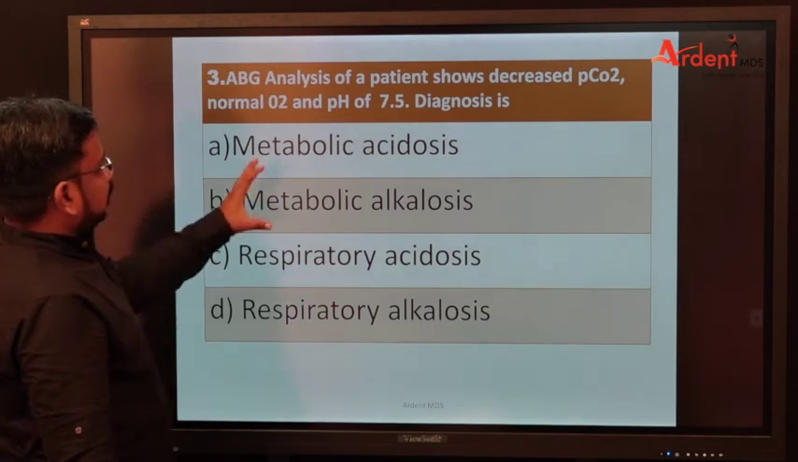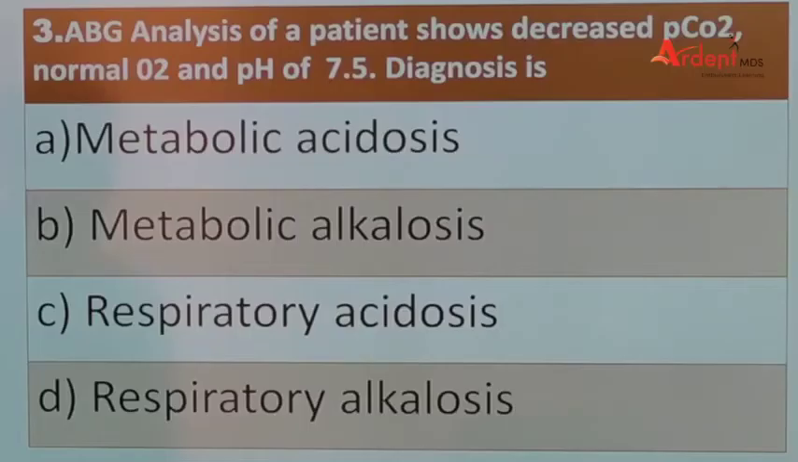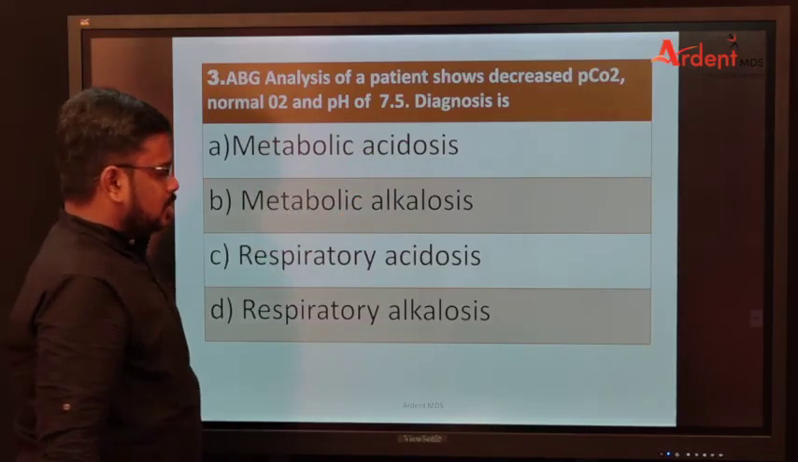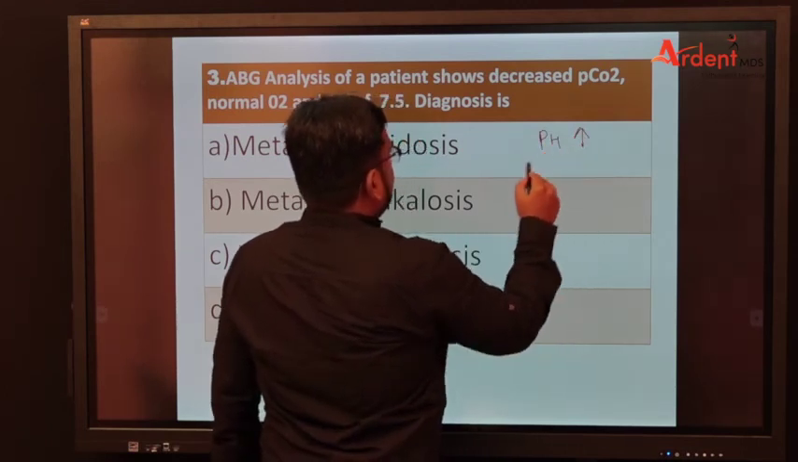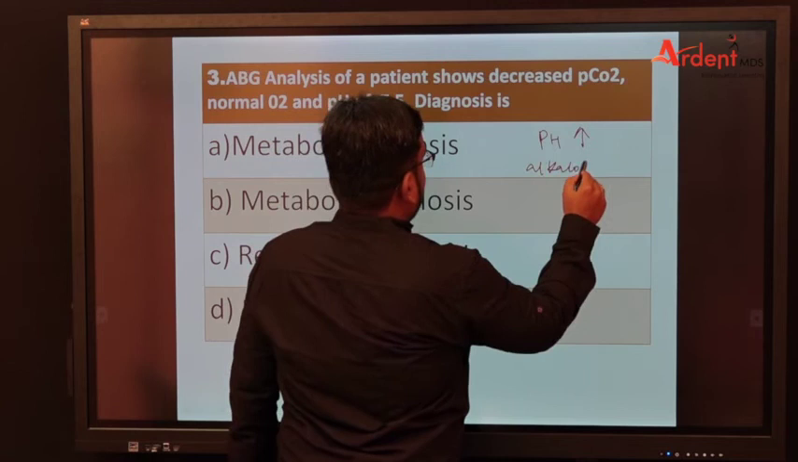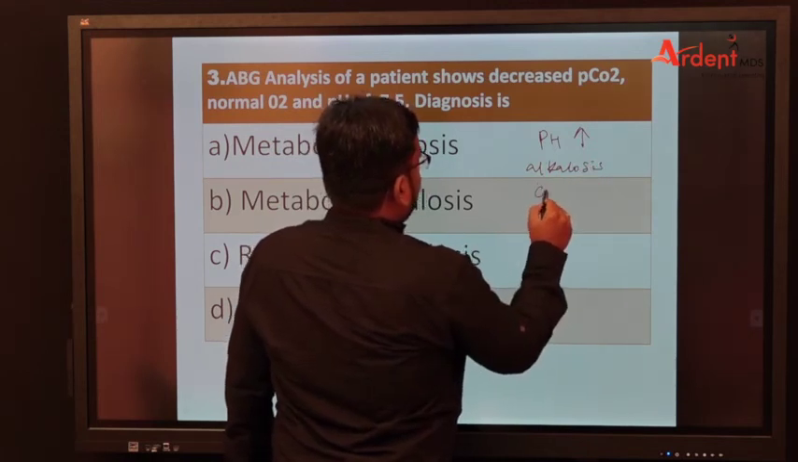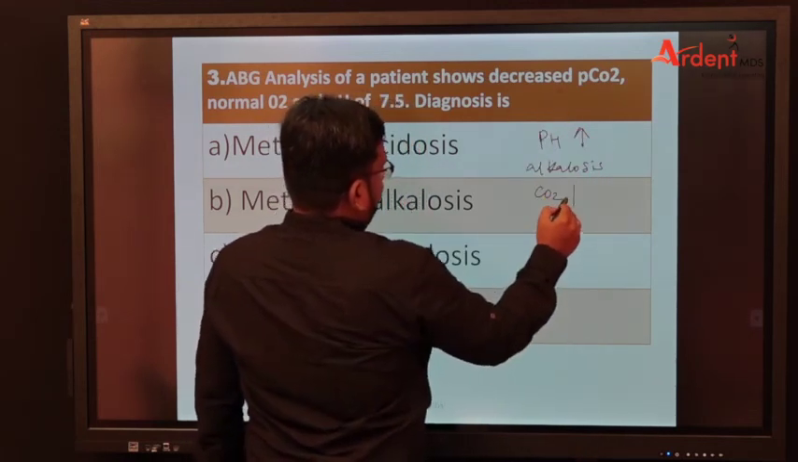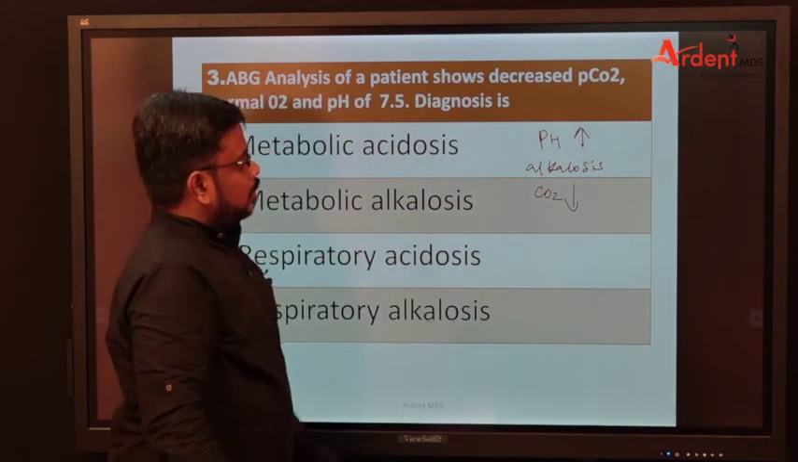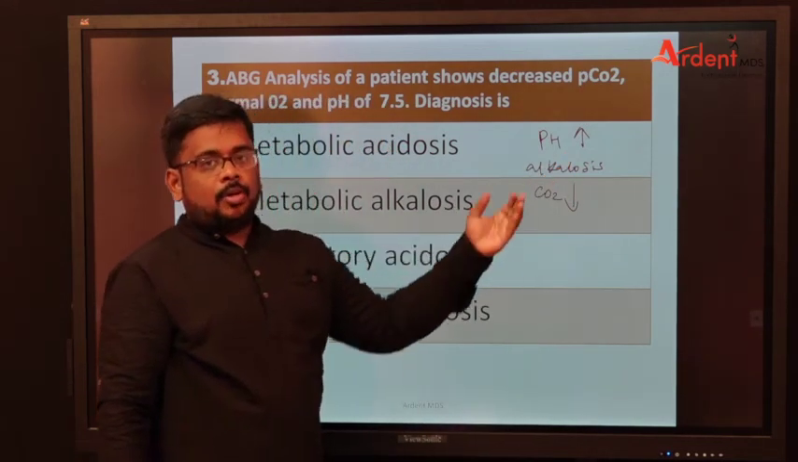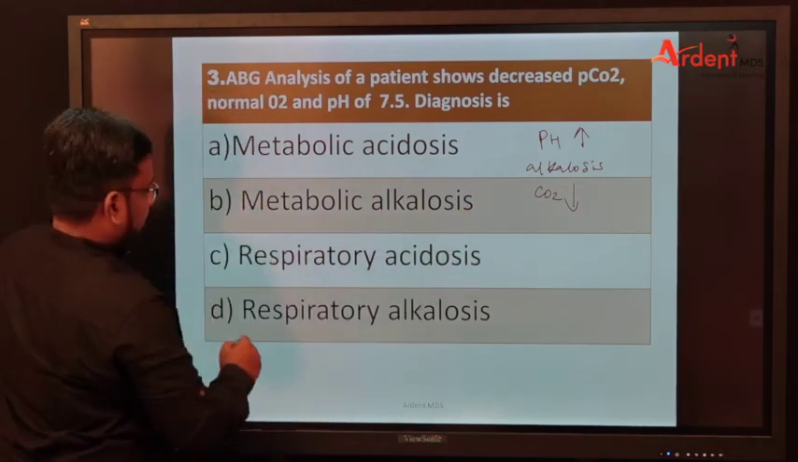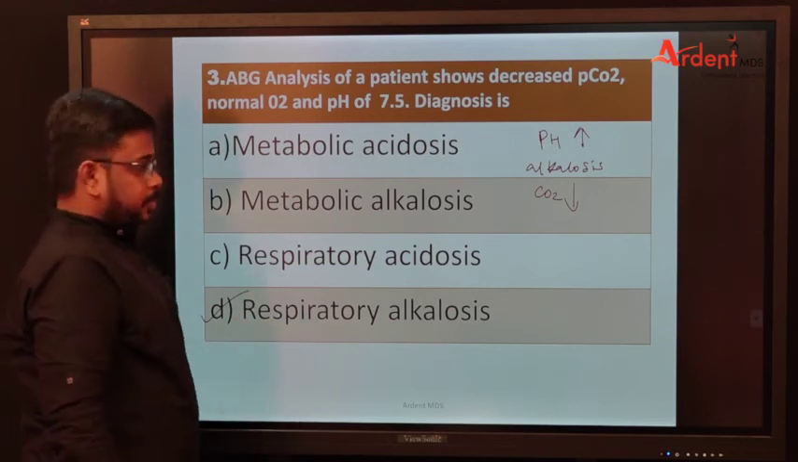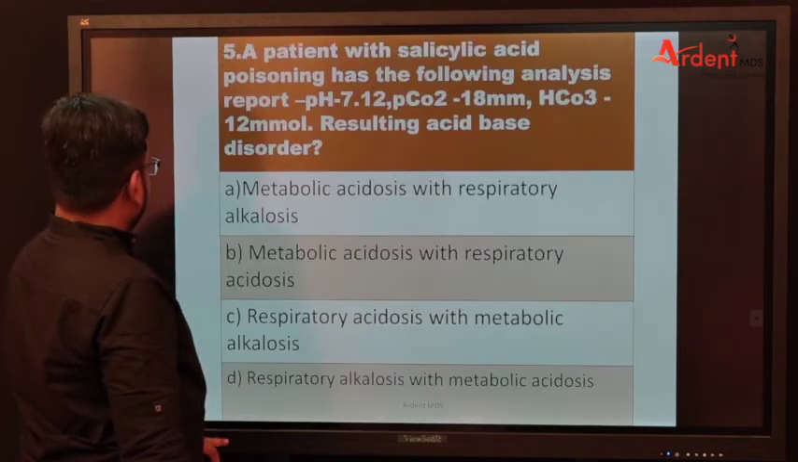Right. So coming to the third question. In the arterial blood gas analysis of the patient, the pH is around 7.5. So pH is increased. So it is alkalosis. But what about the carbon dioxide partial pressure? Decreased partial pressure of carbon dioxide. So both arrows are in the opposite direction. So we can go for respiratory alkalosis. So the fourth option.